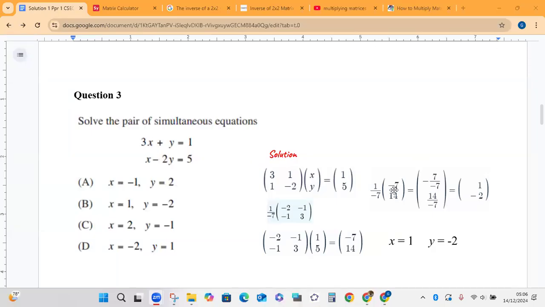So just to summarize, we make a matrix equation: a 2 by 2 with the coefficients, a column with the letters, and a column with the constants. We find the inverse of the 2 by 2. Then you multiply the matrix part of the inverse, leaving the fraction out still, by the column matrix with the constants. And the answer you get, you then multiply by the fraction that was left out in the first place, and then you get the answer. x is equal to 1 in that case, and y is equal to negative 2. Now you've got to put pen to paper.